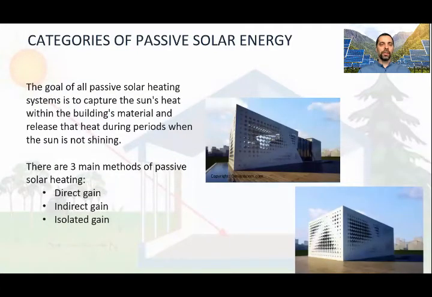We know already the goal of the passive solar heating systems. It is to capture the sun's heat within the building material and release that heat during periods when the sun is not shining. We know the main elements of the system, and now let's see the 3 main methods of passive solar heating. These are the direct gain, the indirect gain, and isolated gain.